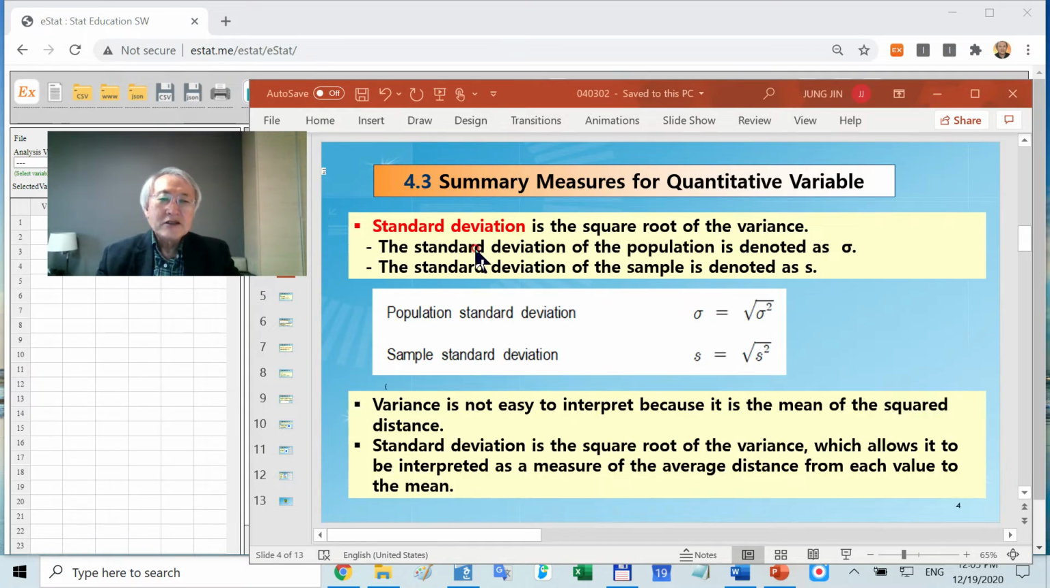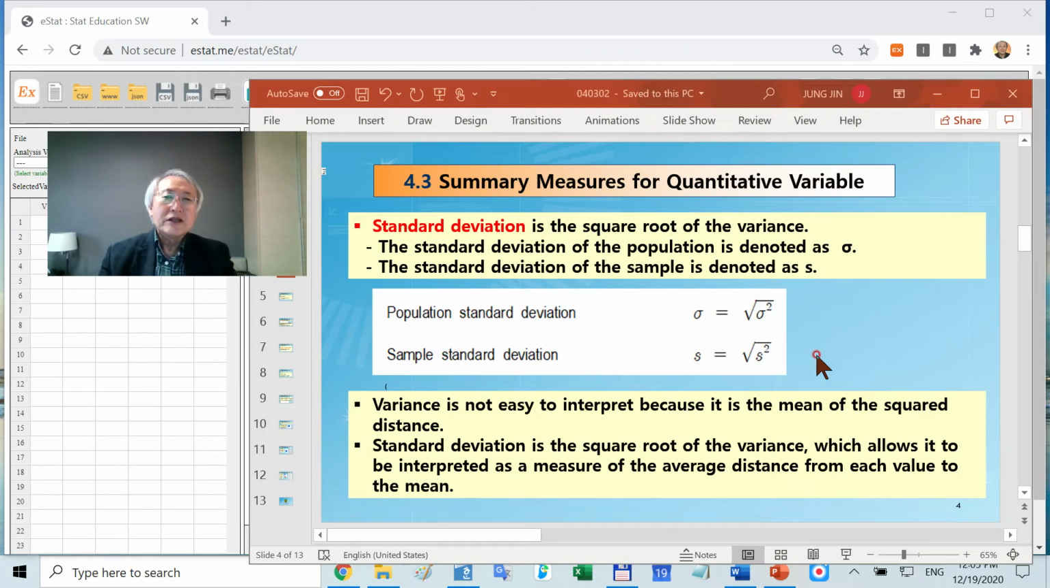There is another measure related to variance, which is standard deviation. It is nothing but the square root of variance. Do you remember the variance is the average squared distance? Therefore, it is hard to interpret. In the case of standard deviation, you take the square root of it. Therefore, the unit is the same as the data.